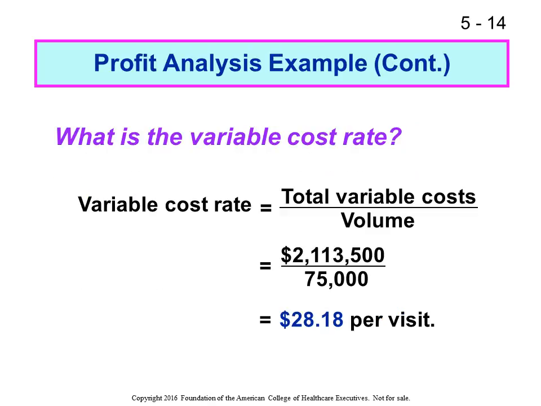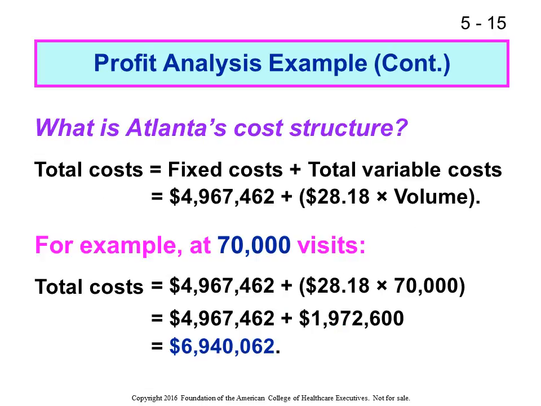Okay, or you forecast 75,000. When you do those calculations, that's roughly $28.18 per visit. So basically, for each patient that comes to your facility, you're charging per visit at least $28. And that gives you a general idea of what the variable cost rate would be for you based on those amount of patients.